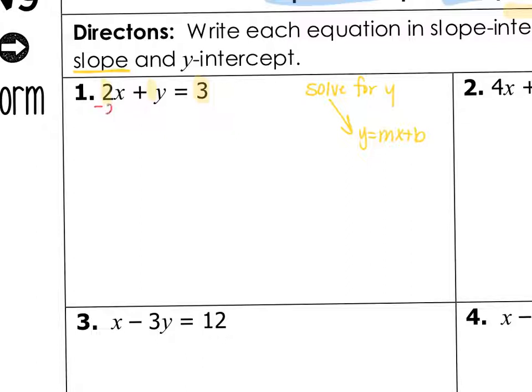So I'm going to start by zeroing out the 2x. 2x take away 2x is 0. That leaves me with y equals negative 2x plus 3. Or 3 minus 2x, but we want to write it in this beautiful mx plus b format. So negative 2x plus 3.